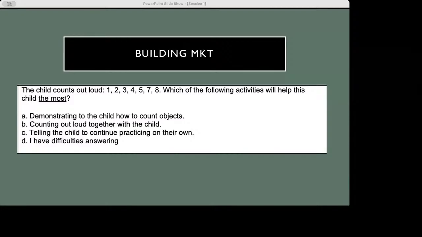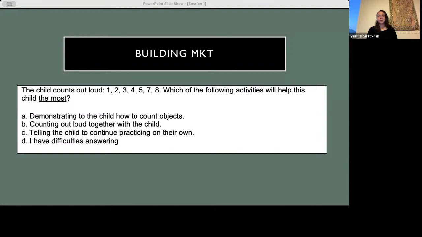But when it's demonstrated to them clearly how they're supposed to count the objects, they'll have that mental picture in them, and they will just understand how to do the counting. So that is why I picked A. Okay, great. Thank you. Elizabeth, did you want to add something?